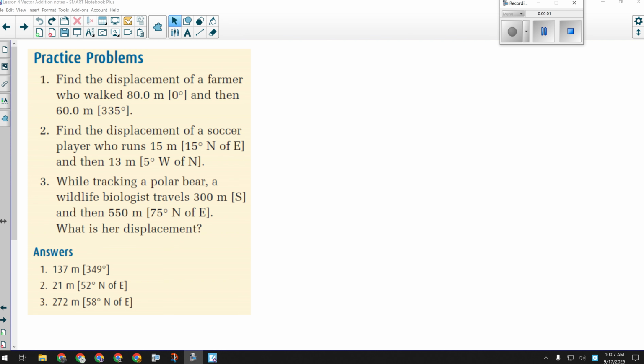And yesterday we got as far as drawing the diagram for question number 2. So let's quickly review the diagram as a setup for what we're going to work on today. We're looking for the displacement of a soccer player who runs 15 meters at 15 degrees north of east and then 13 meters at 5 degrees west of north.